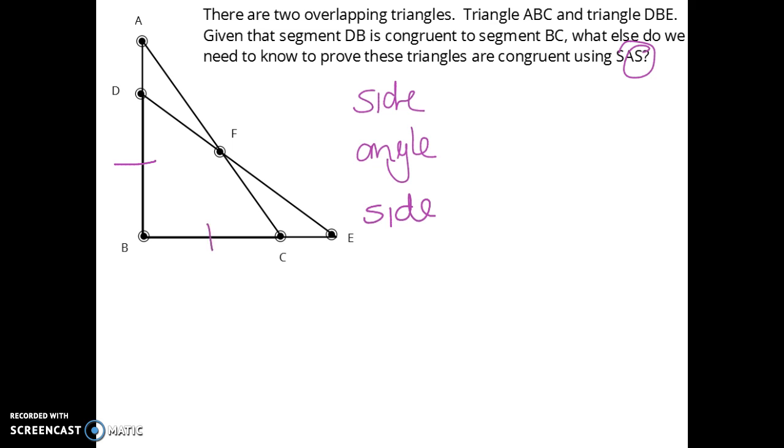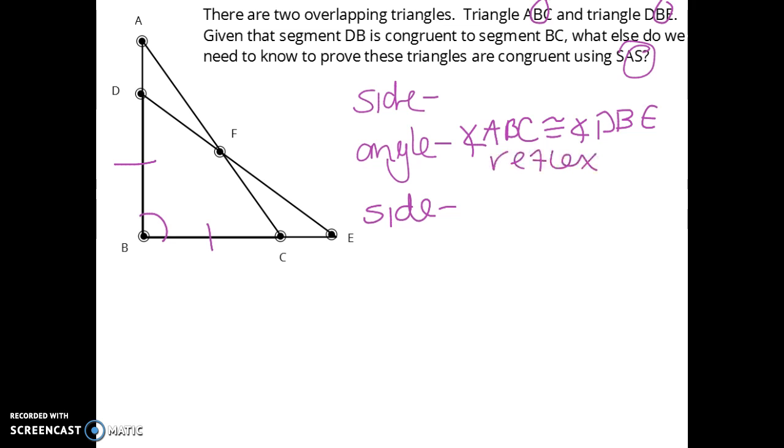What else do we know? Oh, we know that angle B is the vertex or central angle, the angle that they share in each triangle. So we know that angle ABC is congruent to angle DBE because of reflexive property. Angle B is equal to itself.